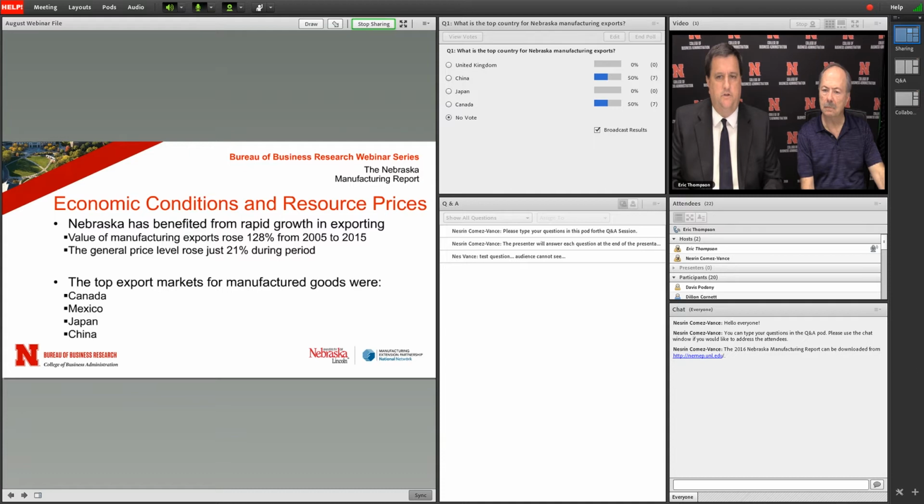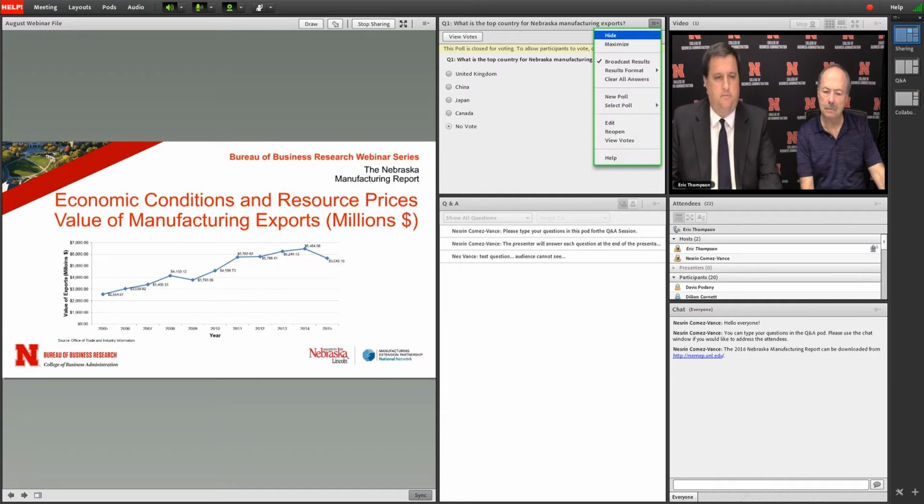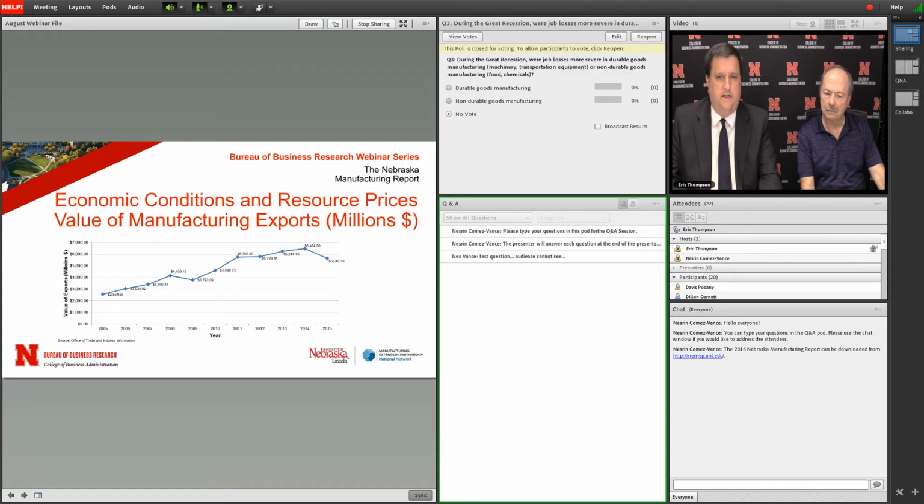So those of you who said Canada, you were correct, and those of you who said China, you were close to correct, because that is one of our top 4 trading partners. But the importance of our neighboring countries really shines through there. And this is just a chart showing the progress and the value of our manufacturing exports. It doesn't go up every year, but goes up most years, and since 2005 we've certainly had quite a bit of growth.